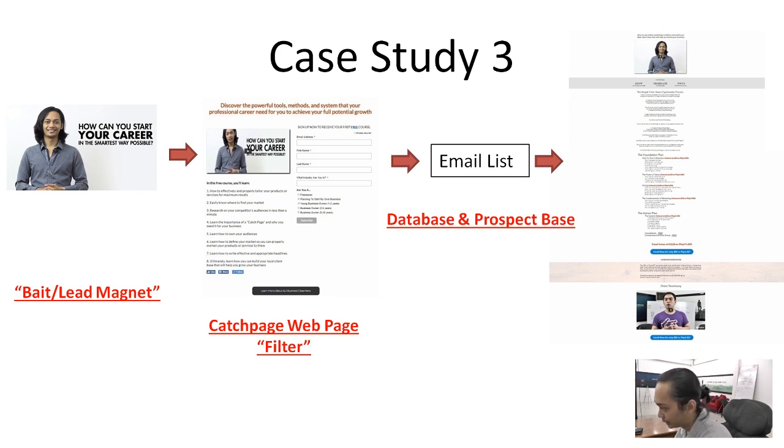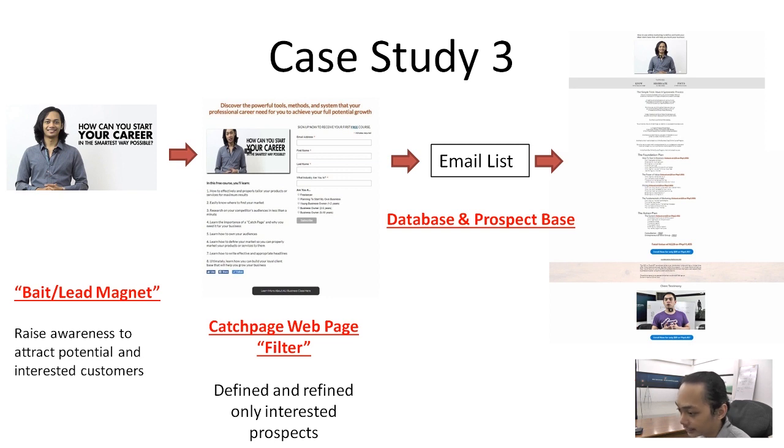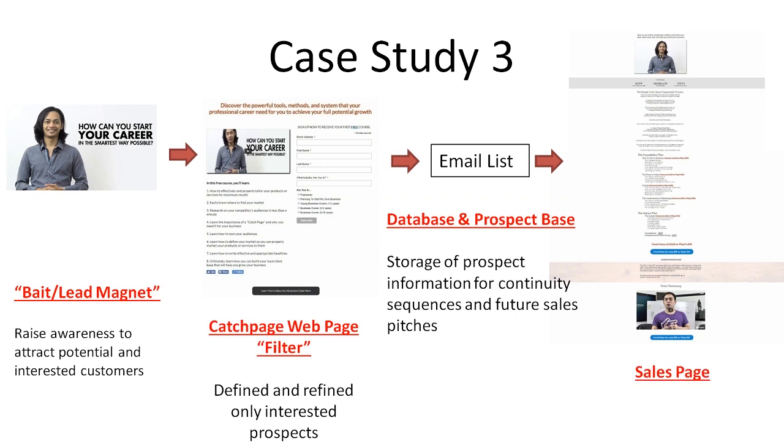Now the last is the sales page, right? The goal of the bait and the lead magnet is to raise awareness and attract potential and interested customers. The purpose of the catch page web page is to define and refine only those interested prospects, like what I mentioned earlier. And the third one is the storage of prospect information for continuity sequences and future sales pitches, because this is what I call my controlled traffic. I now have a database of potential customers who I can constantly communicate with and provide greater value to, so I can convert them later on as customers.